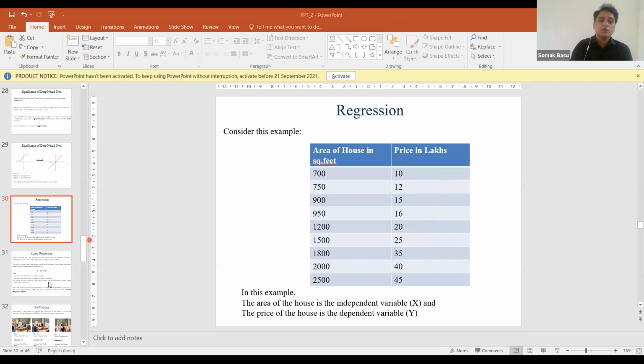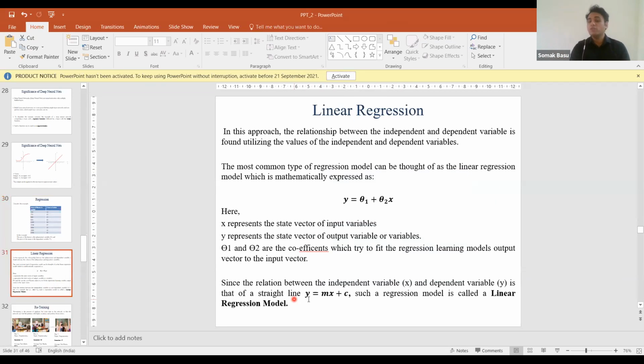So fine. The next concept, I hope you can follow what I'm trying to tell you. You are trying to find a relation between the area and the price. The relation can be a linear relation or a non-linear relation. If the relation is linear, like y is equal to mx plus c, then it's called linear regression. If the relation is non-linear, then it's called a non-linear regression model. I'll come to those as well.